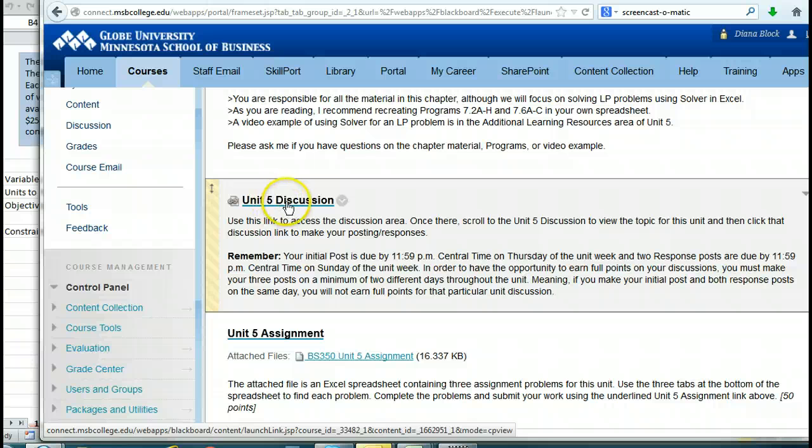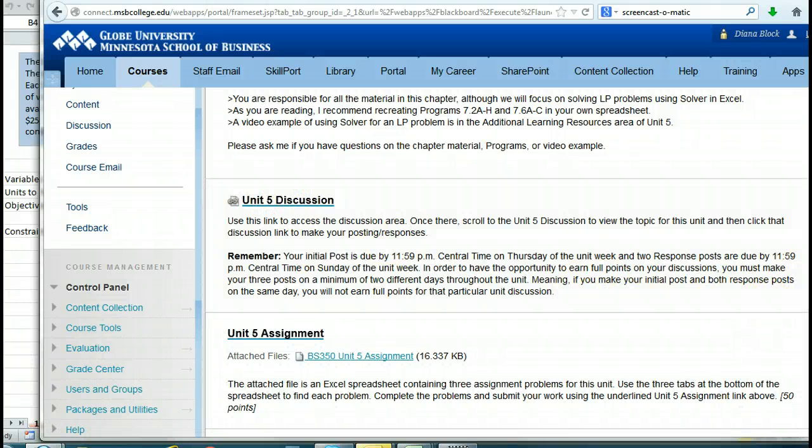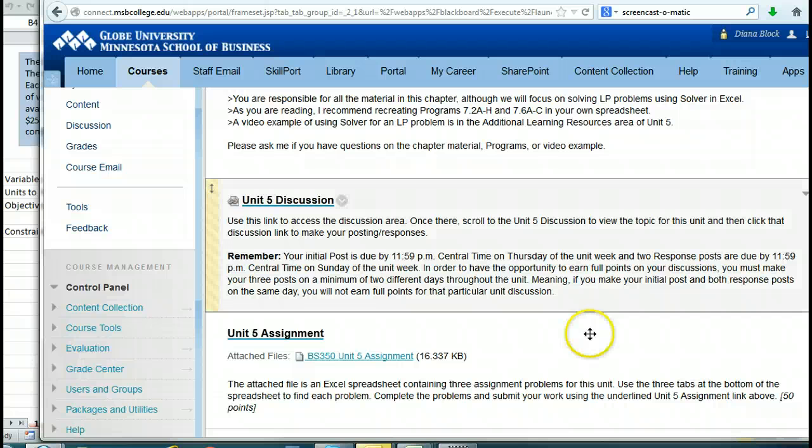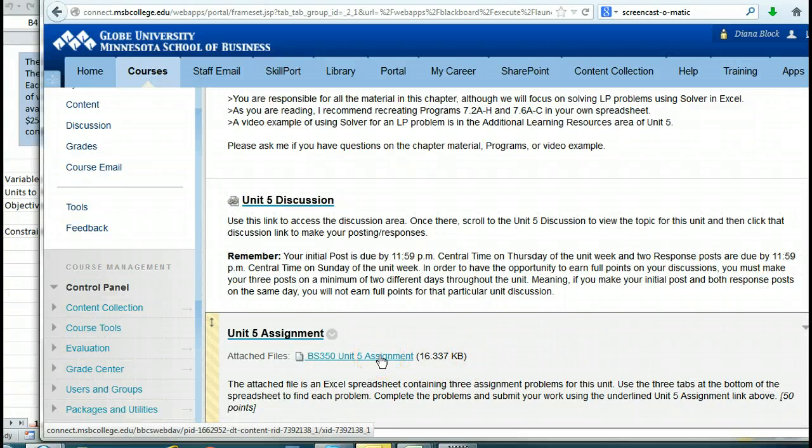Of course, we have discussion this week as usual. But I'm going to spend most of my time this week just looking at the Unit 5 assignment. So I'm going to open up the Unit 5 assignment spreadsheet.